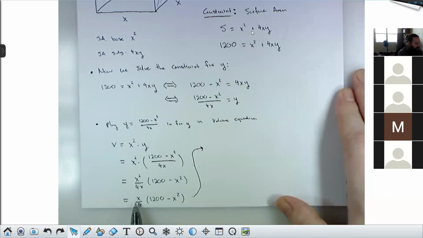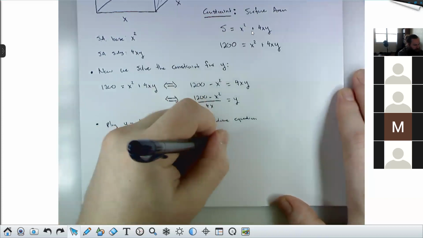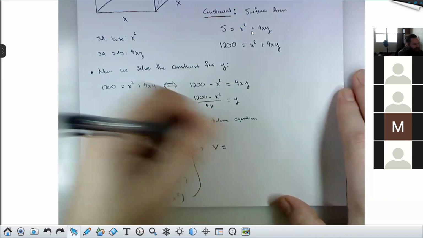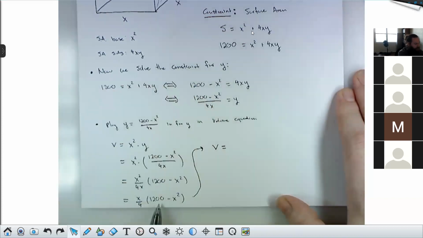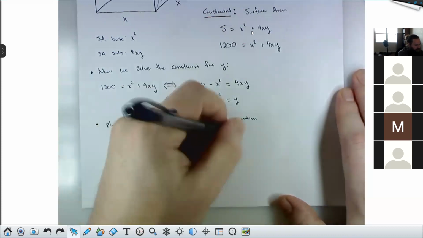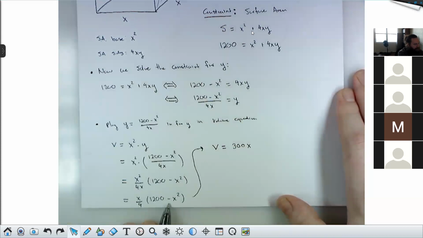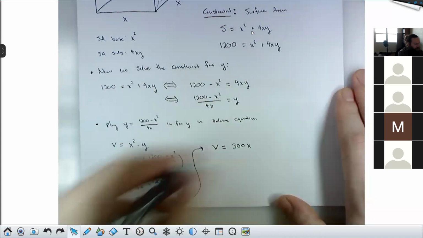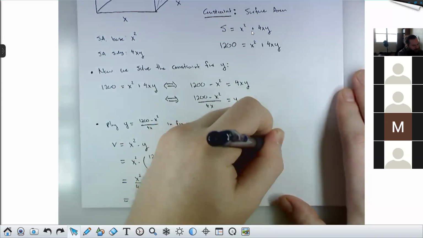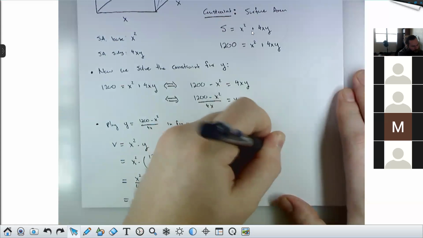And then I can distribute the x over 4. So I'll get volume V is equal to x over 4 times 1200. That's 300x minus x squared times x over 4. That's minus x cubed over 4.